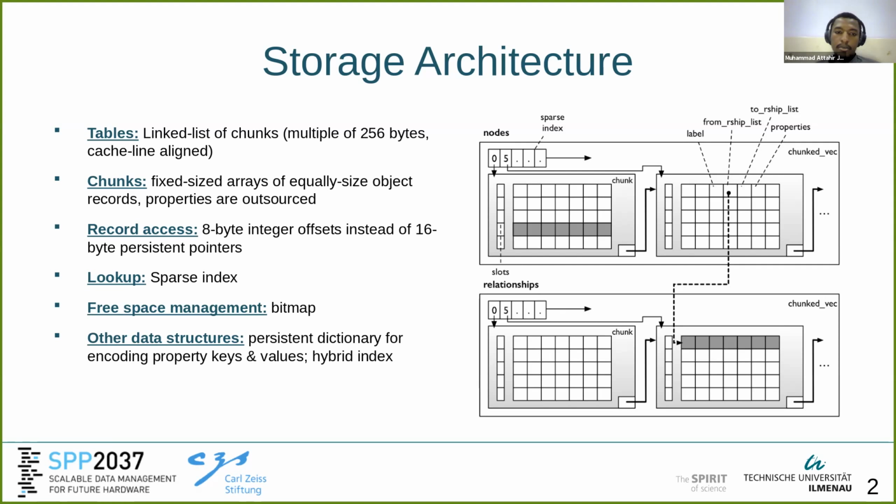So we store data in persistent tables, where a table is a linked list of chunks, each a multiple of 256 bytes and cache line aligned. Another consideration is the overhead of dereferencing persistent pointers. So we avoid making use of persistent pointers as much as possible. Instead, we make use of offsets for accessing records.